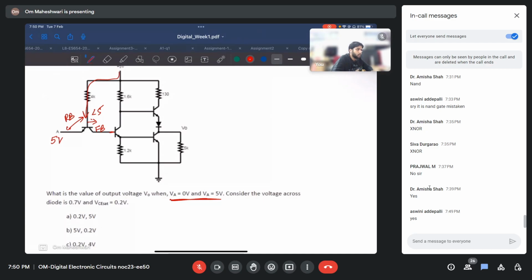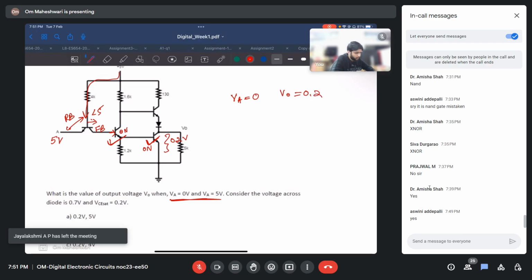Now, what it will do is it will turn on this transistor and also this transistor. So this will be on, this will be on, and this is on, VCE sat we know is 0.2 volts. So when VA is 0, VO equals 0.2.